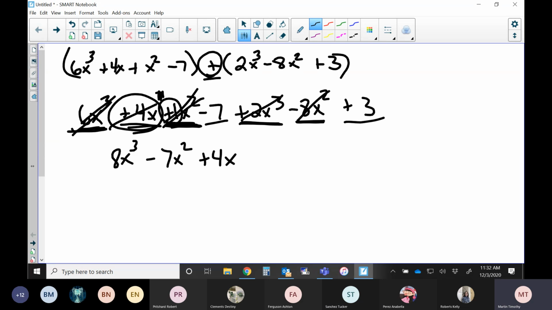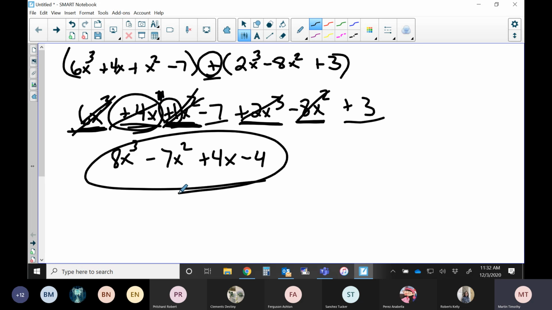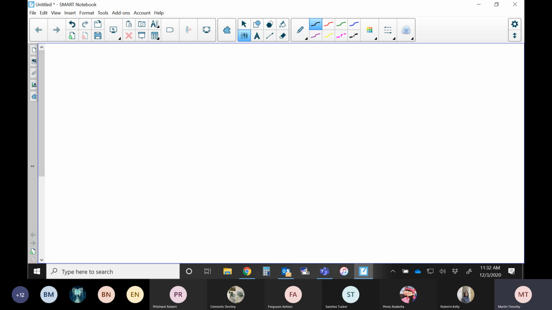And then finally, Daniel, what do I have last that I need to put together? Negative 7 and 3. And what happens when I put a negative 7 and a 3 together? You get negative 4. You do get negative 4. And that would be my final answer. Does anyone have questions on what we just did there? Next one.